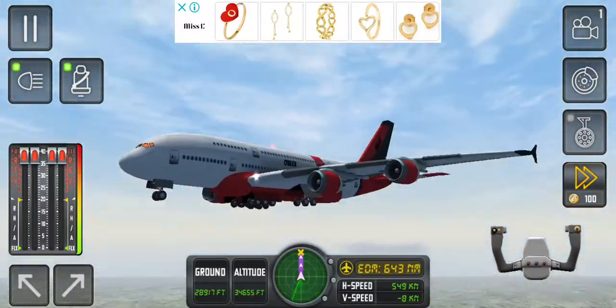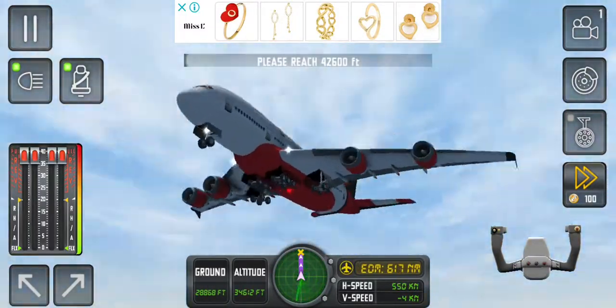I don't know what the heck is this glitch, but the tires aren't going up.